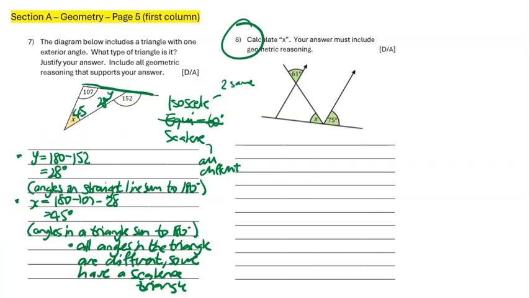So now on to question number 8. This is our last achieved question, I think. I think the rest are merit or excellence from here. Basically, calculate X, include your geometric reasoning. We're going to do the same as previously. There's no way I can go straight from here to figuring out X, or from here straight to X. I just don't have that detail.